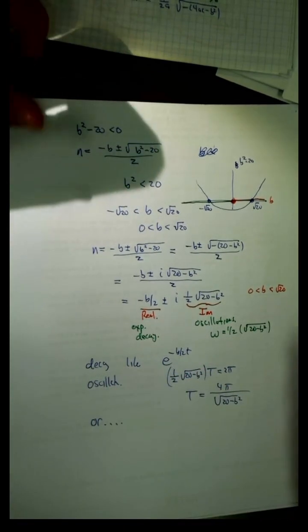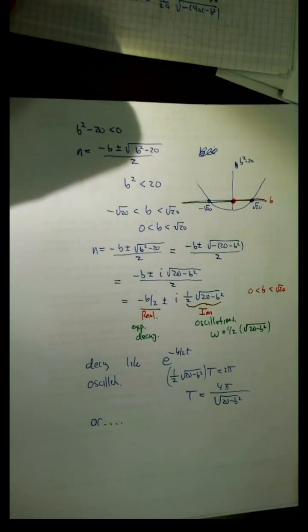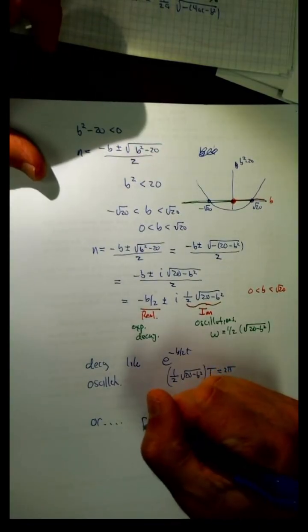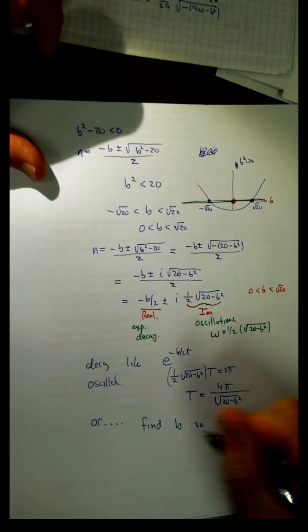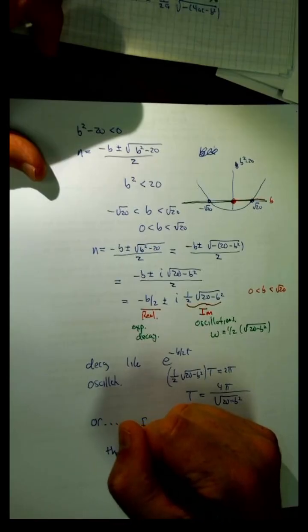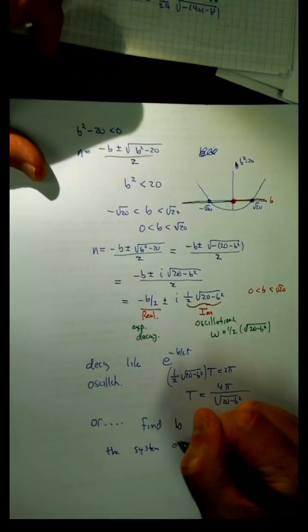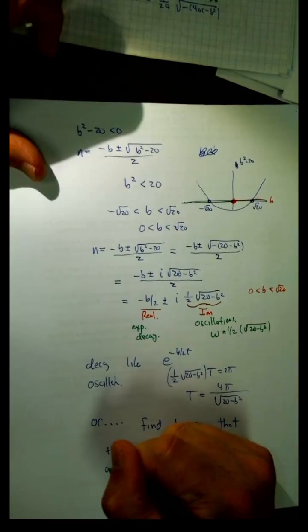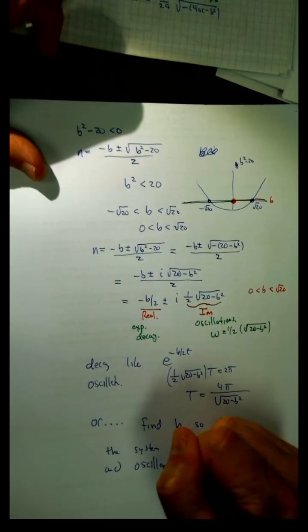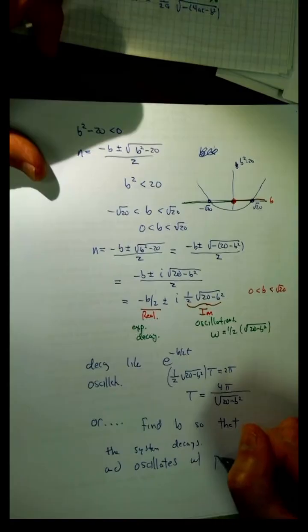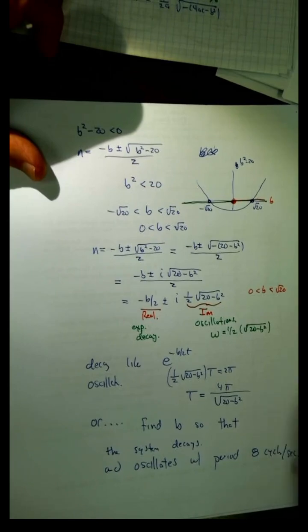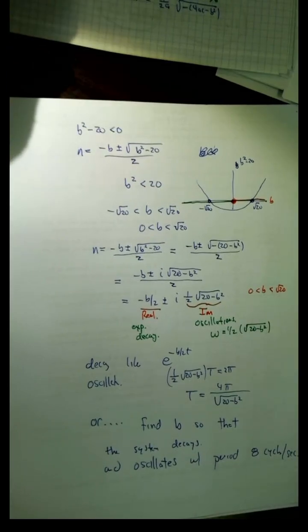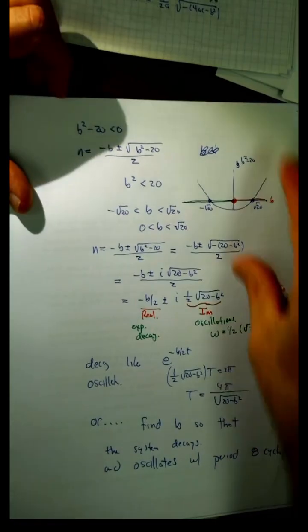Or, and I could be very careful, I could have a situation where I ask you to find b. And suppose I want you to find b so that the system decays and it oscillates with a frequency of 8 cycles per second. Okay, what does that mean?